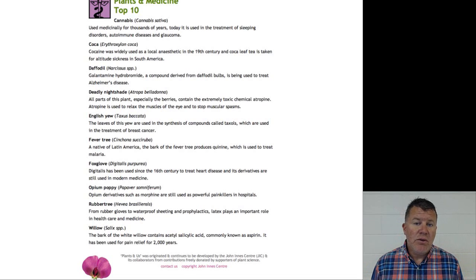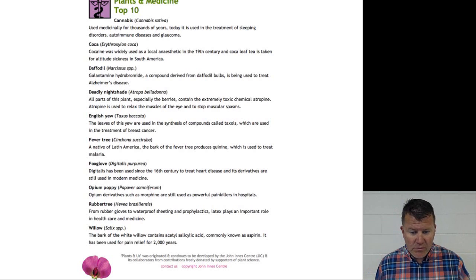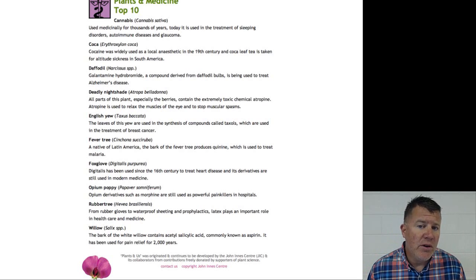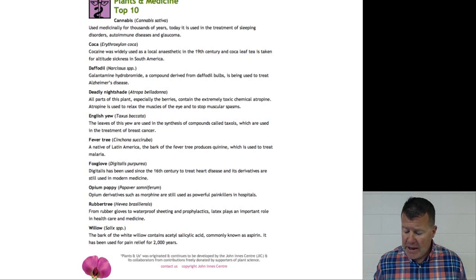Latex, that they use in hospitals for the gloves for healthcare providers. And then the willow makes aspirin, guys. It's been used for pain relief for 2,000 years. I'm sure we all have a bottle of aspirin in our cabinets.